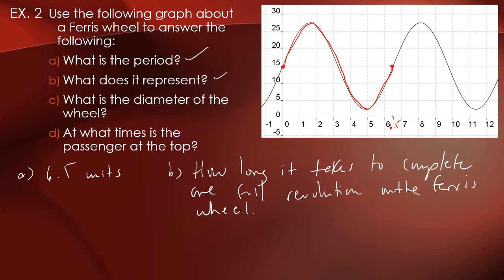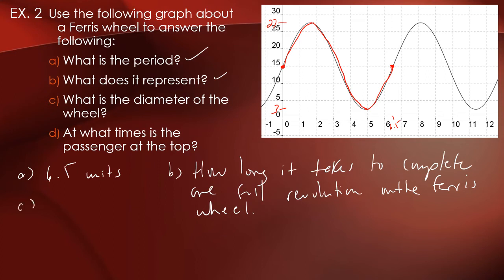What is the diameter of the Ferris wheel? Let's add some things here to this picture so we all have the same note. Let's say that's 27. So the highest it gets is 27 meters. Let's say that's 3. The lowest it gets is 3. That's going to help us answer part C.